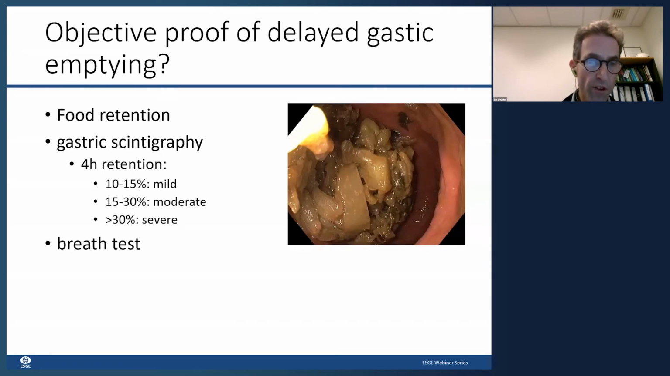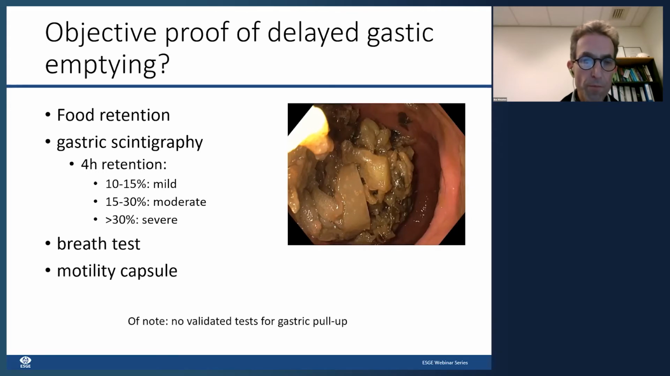There's also breath testing, and even a motility capsule can be used as an objective proof of delayed gastric emptying. For this particular patient, however, it is important to realize that for gastric pull-ups, there's no validated test of gastric emptying.